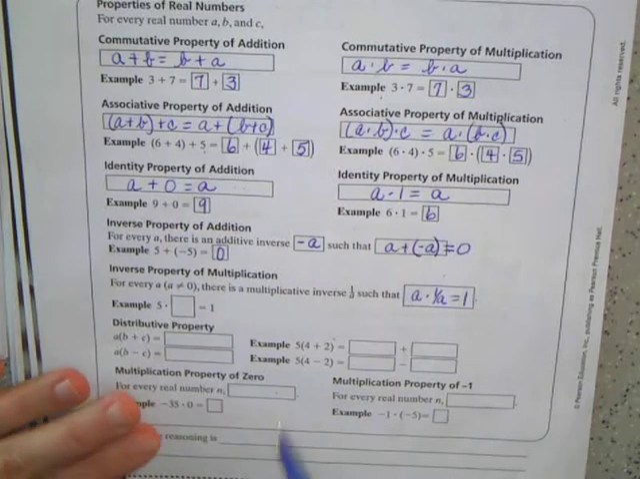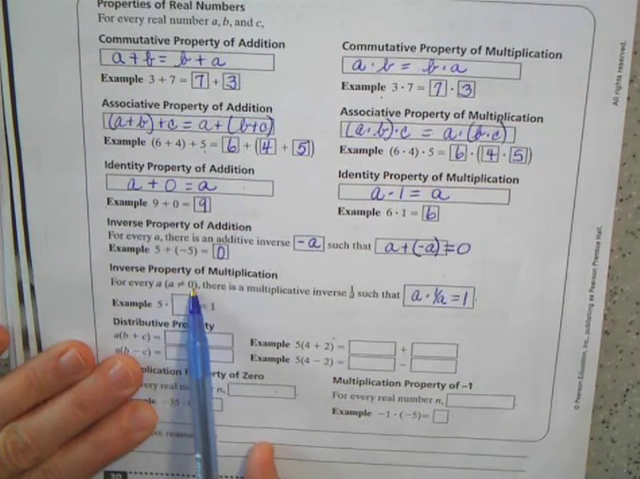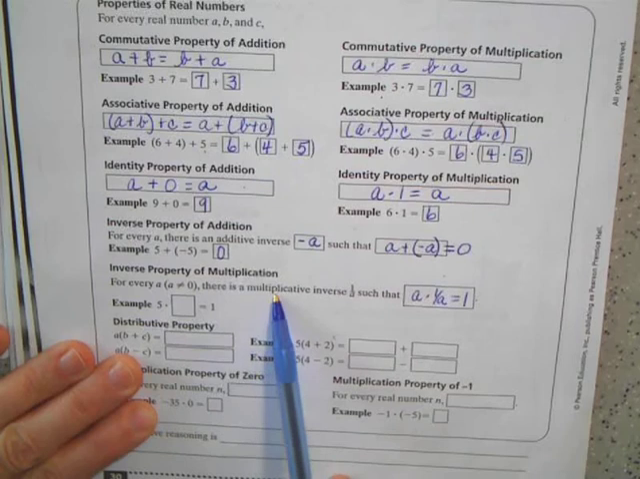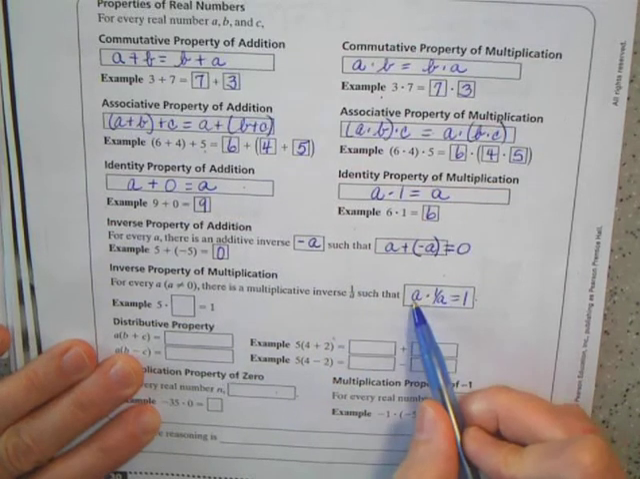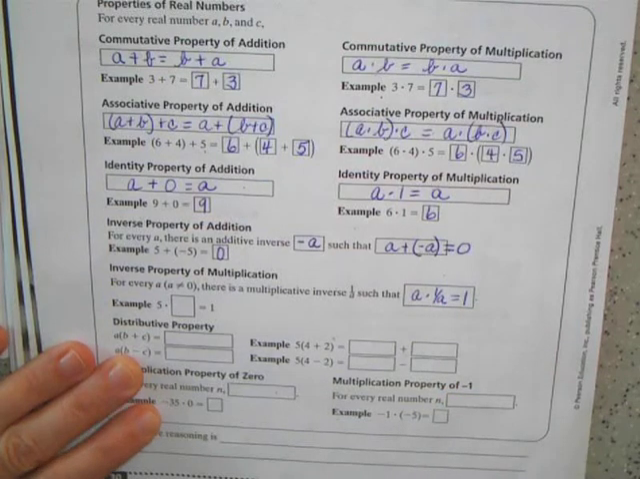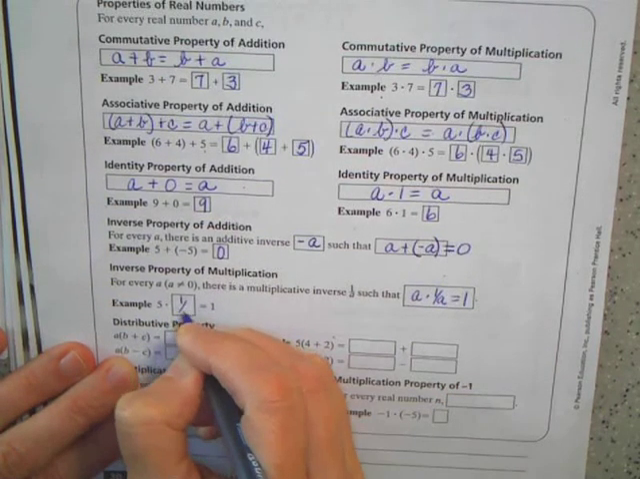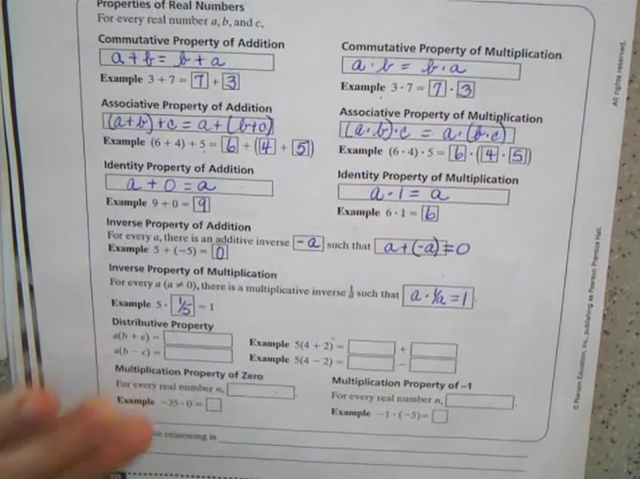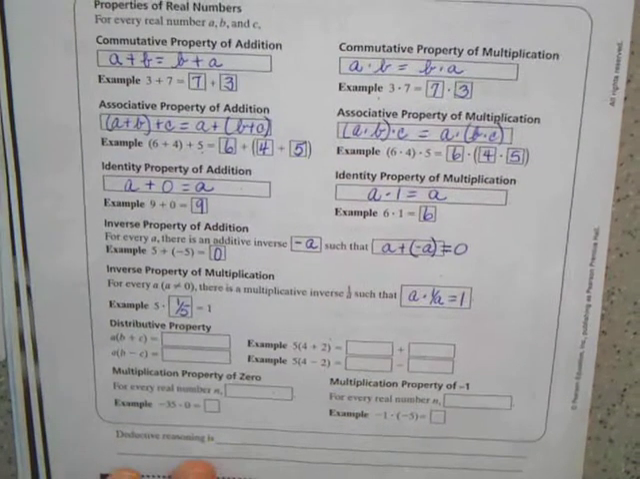Inverse property of multiplication. For every a, when a is not equal to 0, there is a multiplicative inverse 1 over a, such that a times 1 over a is equal to 1. So, for example, 5 times 1/5 is 1. I'll get 5 over 5, which simplifies to 1.